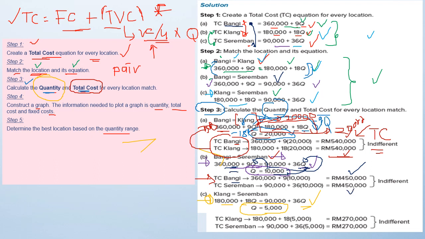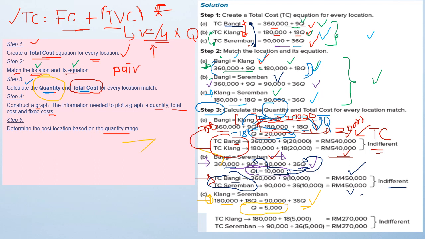So these two locations, Bangi and Seremban, when they produce 10,000 units of products, will incur the same total cost, that is 450,000 ringgit, and that is called indifferent again.